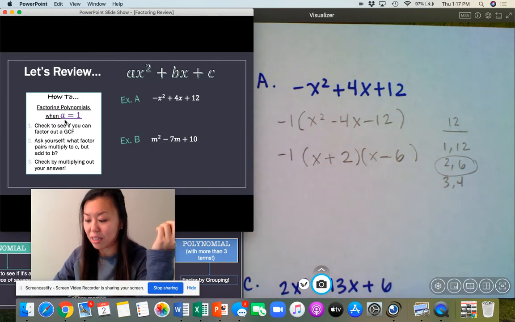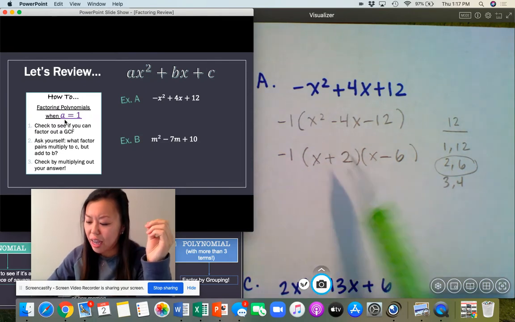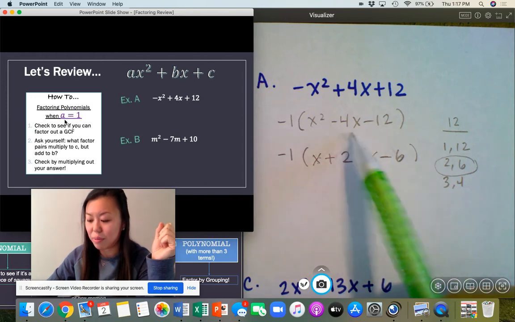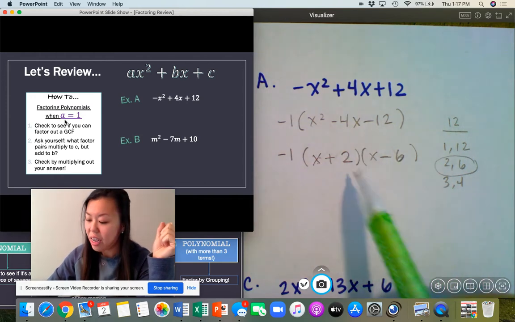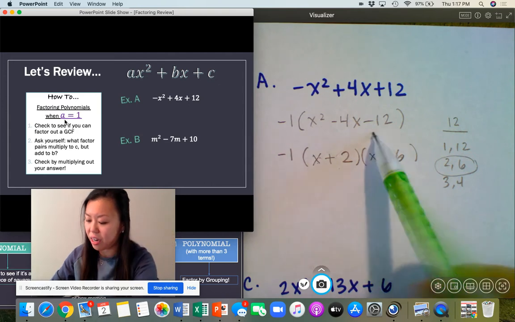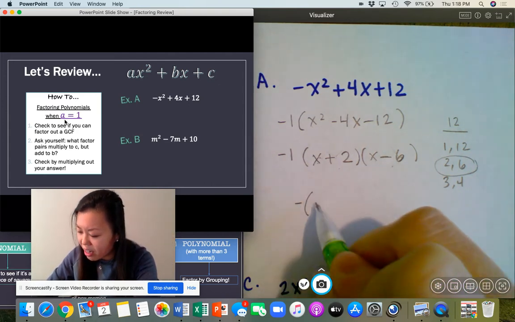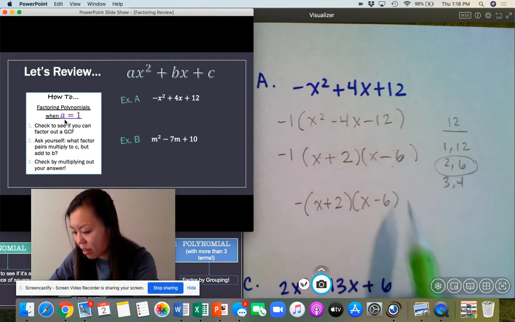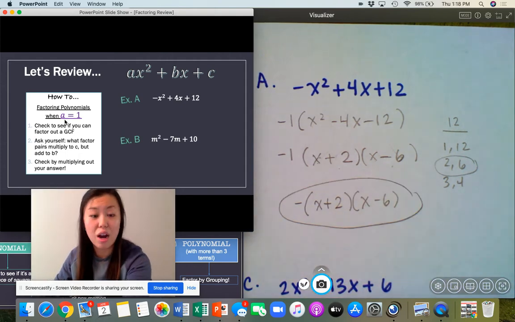So I'm going to set up my answer. I always double check. x times x gives me x squared. -6x plus 2x gives me the -4x. All right, and the +2 and the -6 gives me the -12. So I write my final answer as negative 1 times the quantity x plus 2 times the quantity x minus 6. Circle my final answer. All right, let's check with the PowerPoint.